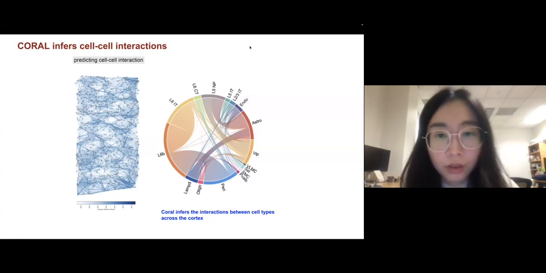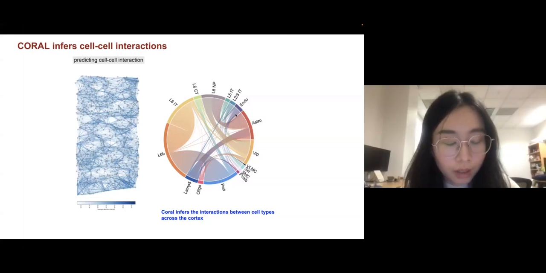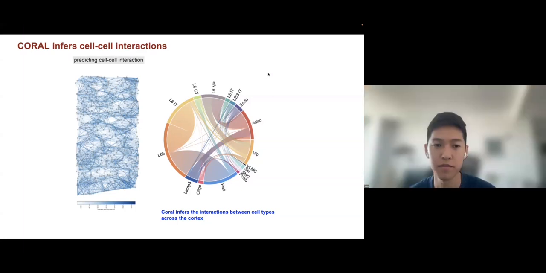We want to show the overall net interactions between the cell types here.